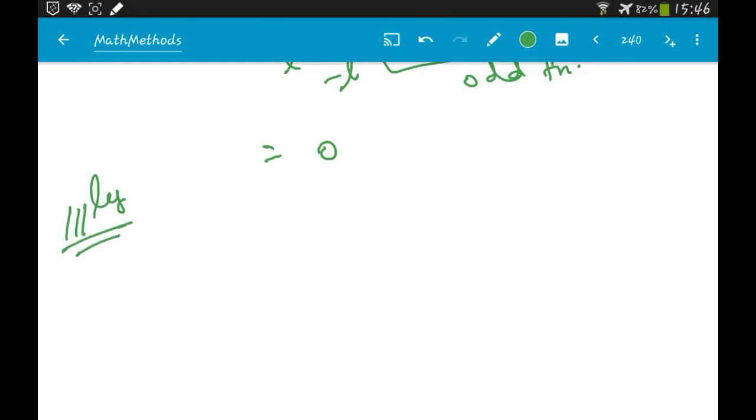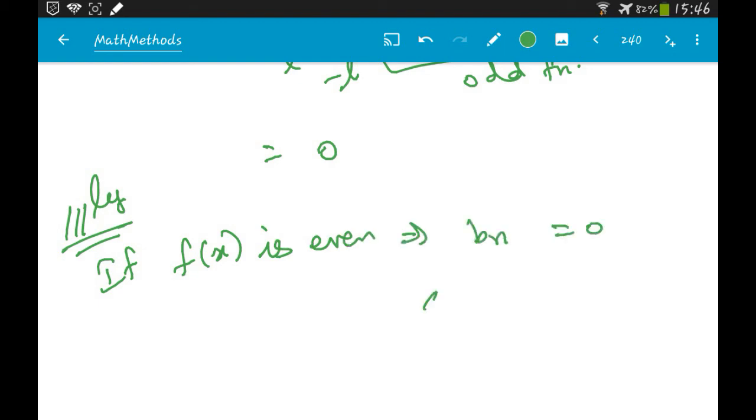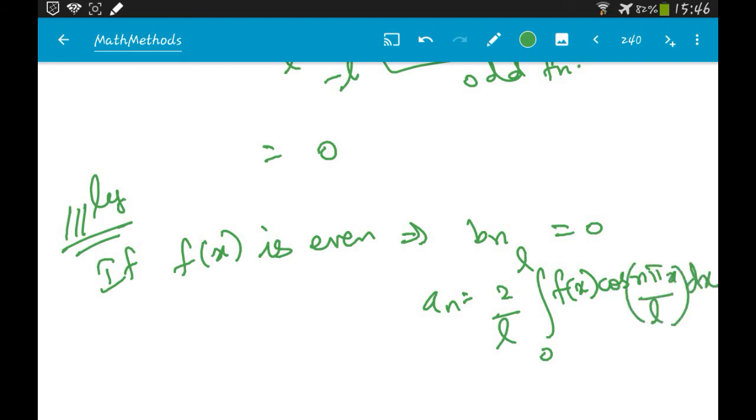Similarly, if f of x is even, then bn is 0 and an is 2 by L, integral from 0 to L of f of x cos nπx by L dx. So this way you can simplify some of the integration, so you don't have to compute all the integrations.